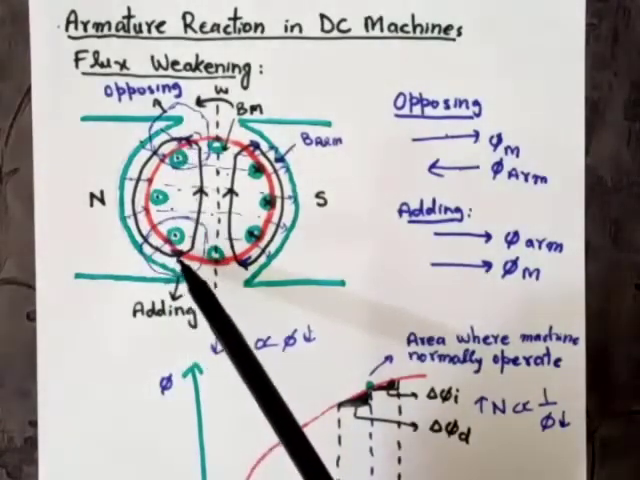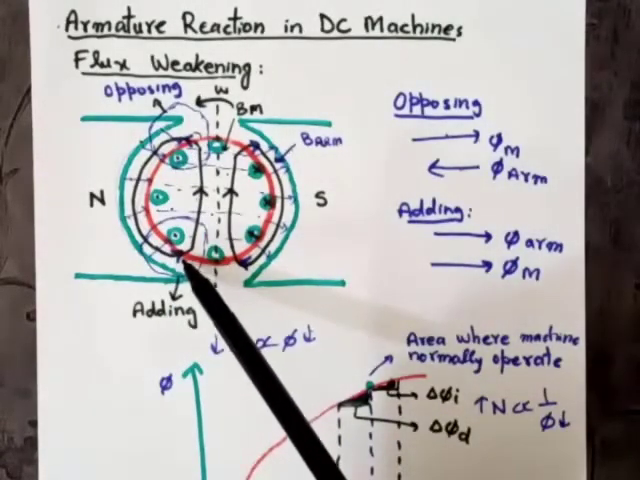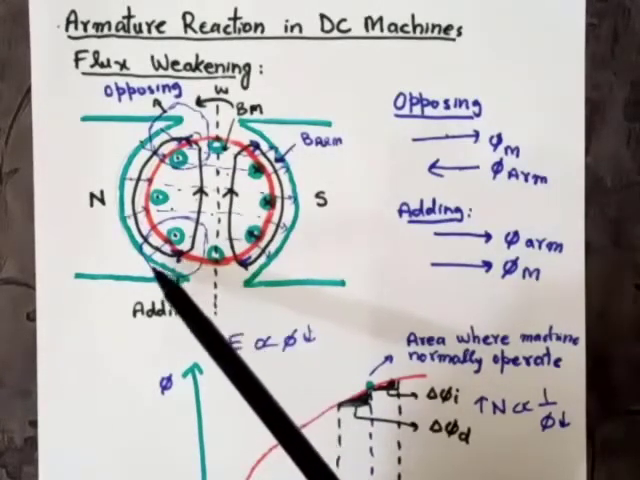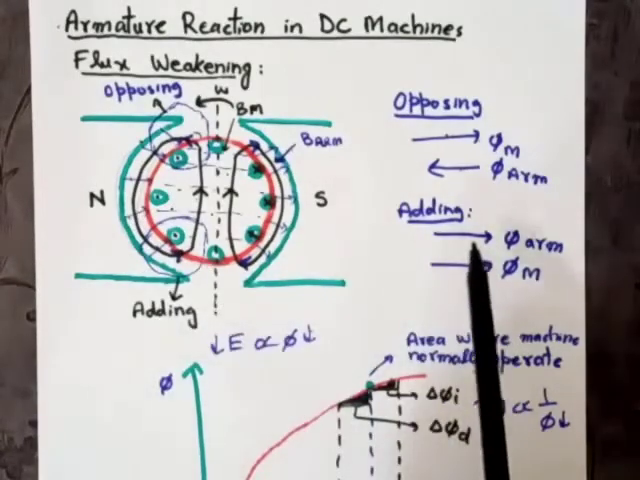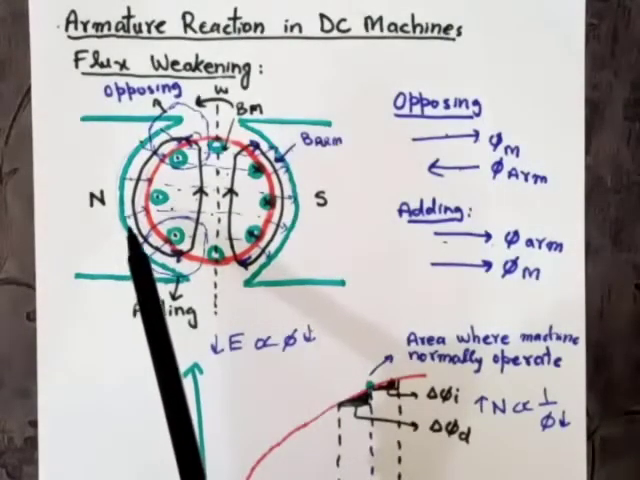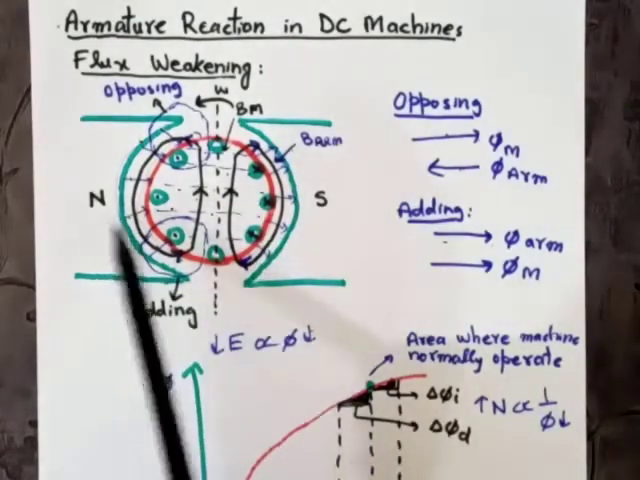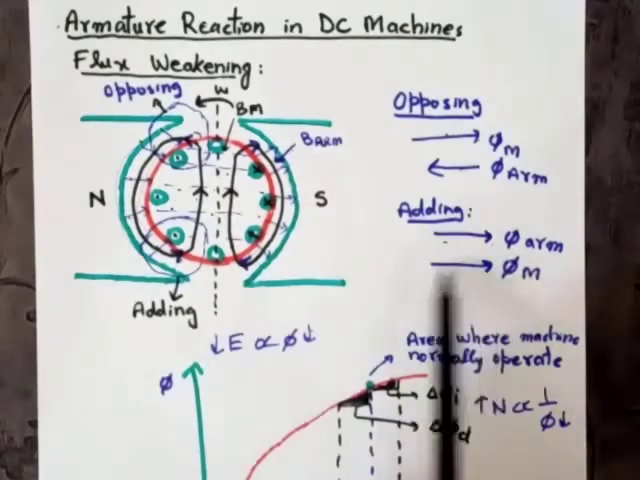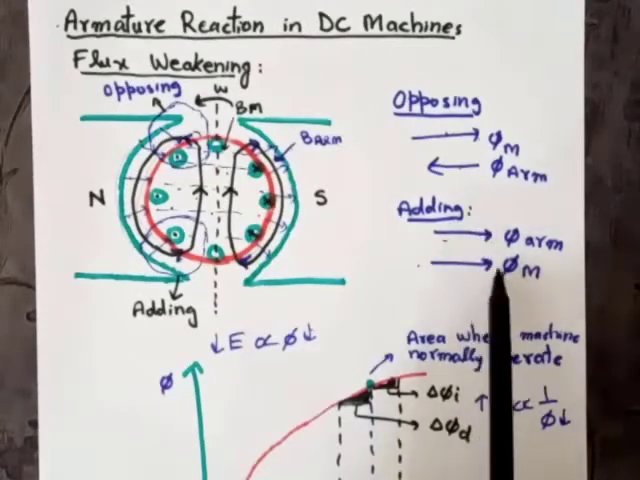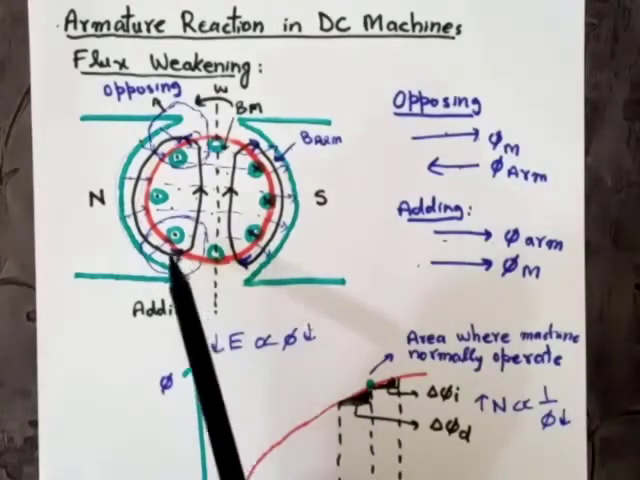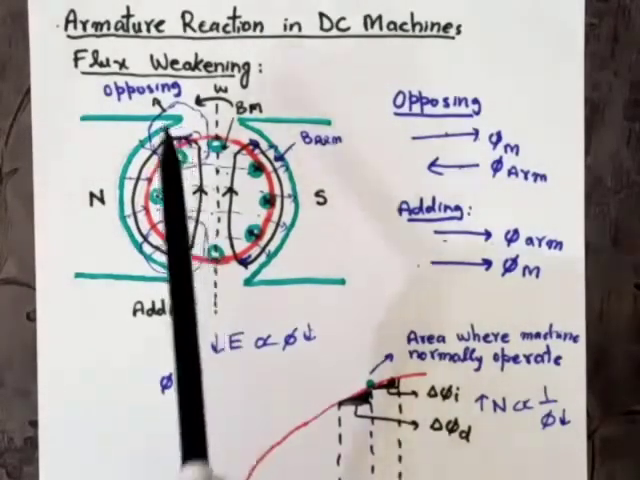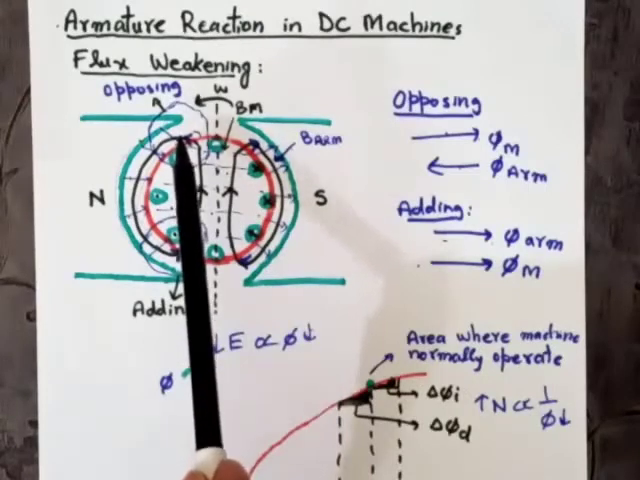Now, at this point, the direction of the magnetic field due to armature winding is from left to right. And the direction of the magnetic field due to field winding, that is from north to south, is from left to right as well. Here both fluxes are adding. At that point, the armature and field fluxes are adding, and at the other position both fluxes are opposing each other.